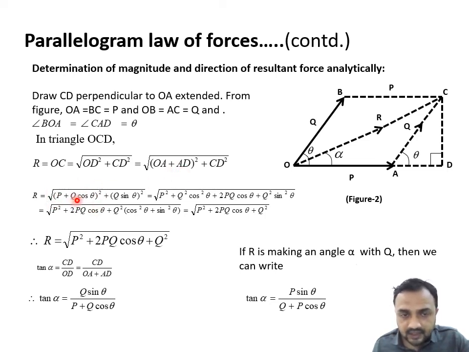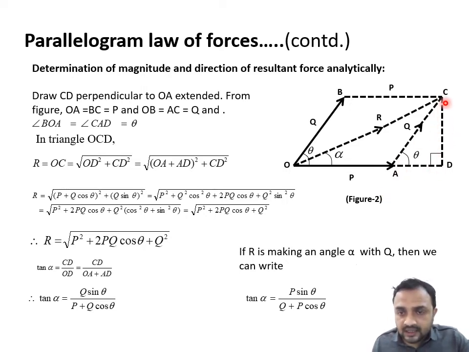So we have (P plus Q cos theta) square plus CD square. Then the value of CD is equal to Q sin theta. How do we get this value of Q sin theta? If this is theta, then CD is the perpendicular, AD is the base, and AC is the hypotenuse. So sin theta equals P by H, which means sin theta is equal to CD by AC.